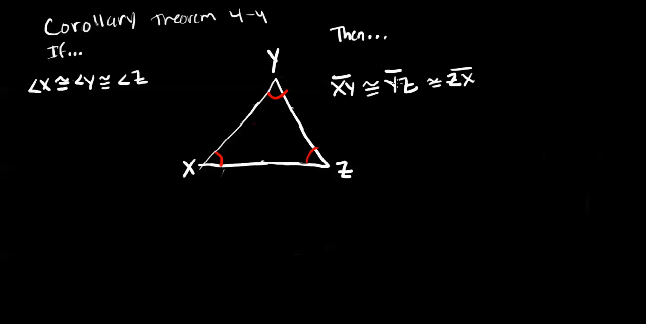The next theorem we're going to look at is the corollary to theorem 4.4. It states if a triangle is equiangular, then the triangle is equilateral. So if we look at this image and we see that angle X is congruent to angle Y, which is also congruent to angle Z, then we can conclude that line XY is congruent to line YZ, which is congruent to line ZX. And this would be indicated by red lines on each side. Basically, these two corollaries are the opposite of each other.